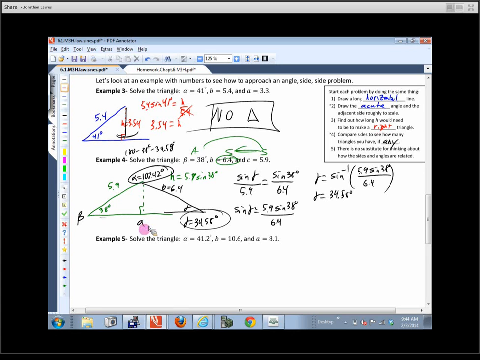Let's just set up something that would find the last one. I can do A over the sine of 107.42 should be equal to, what one should I use over here? Should I use the 5.9 and the 34.58, or should I use the 6.4 and the 38? Yeah, put the 6.4 here and the sine of 38 over here, because then I'm only using one rounded answer, not several rounded answers. That's going to be more accurate, okay? You can go ahead and find that and figure out what A is. And then we're going to look at the next example.